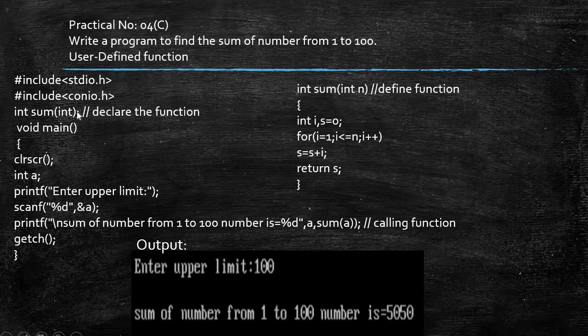As soon as you give the semicolon at the end of that function, it indicates the declaration of that function. Students, you can do this part over here also, so you can skip the declaration also. Now we have declared the function, that is the sum function. Now after that my main function is there.